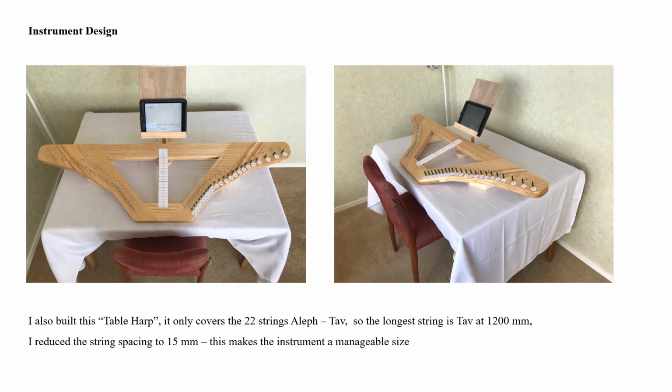I also built this table harp. It only covers the 22 strings Aleph through to Tav, so the longest string is Tav at 1200 millimeters. I also reduced the string spacing to 15 millimeters. This makes the instrument a manageable size.